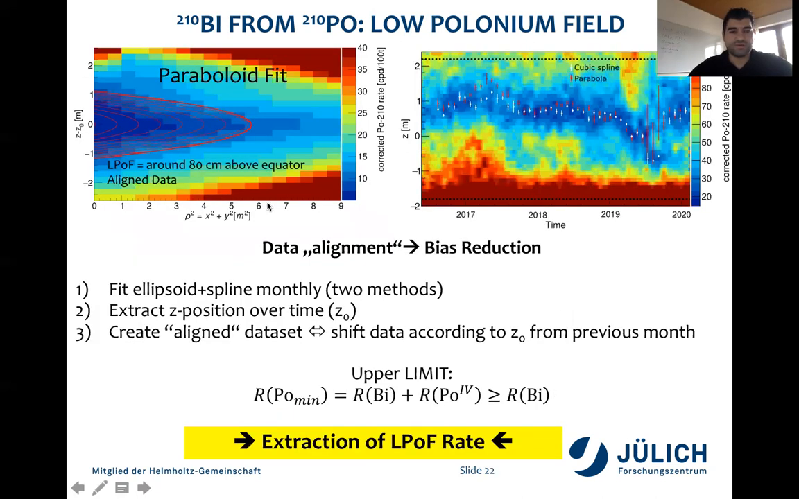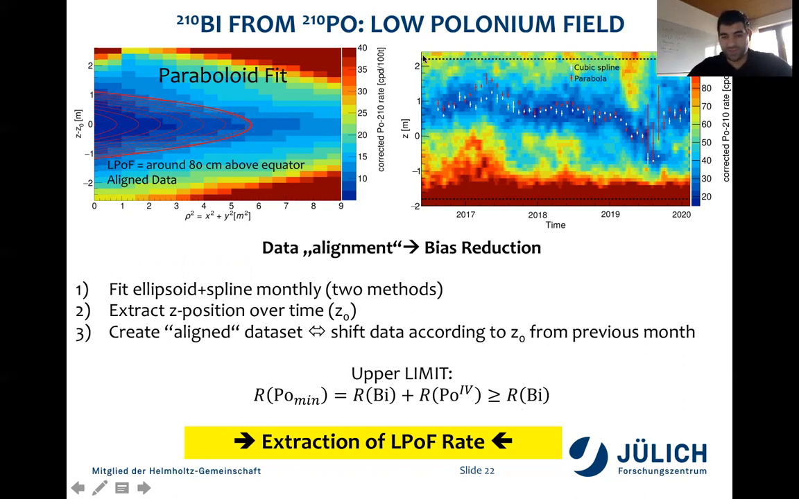On this slide you can see the data alignment. By doing a paraboloid fit, the low polonium field is around 80 centimeters above the equator. This is an aligned data set. What I mean by aligned data set is that it's important for bias reduction. So you fit the data using an ellipsoid or spline model monthly, and then you extract the Z position over time, and then you create an aligned data set. Basically, you shift the data according to the Z0 from the previous month, and then you can determine the polonium rate and thus the upper limit on the bismuth rate.